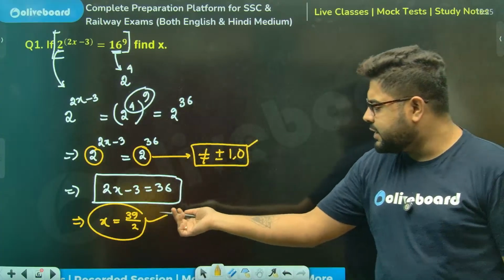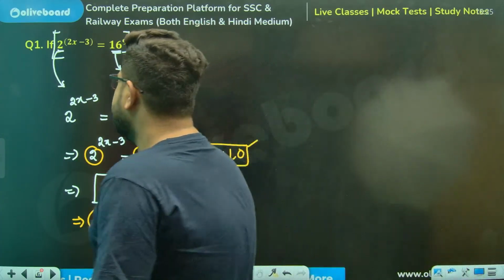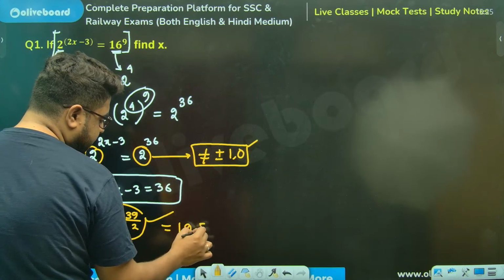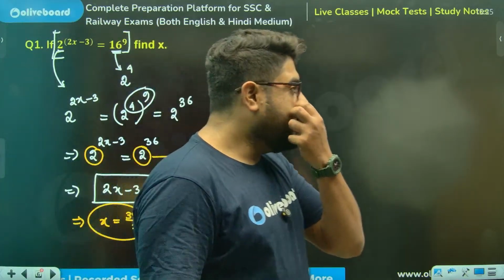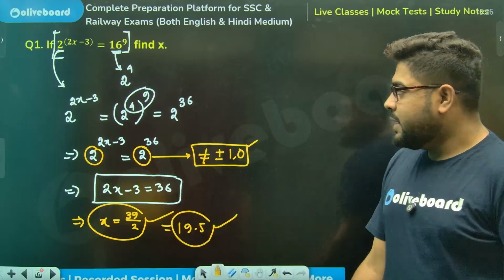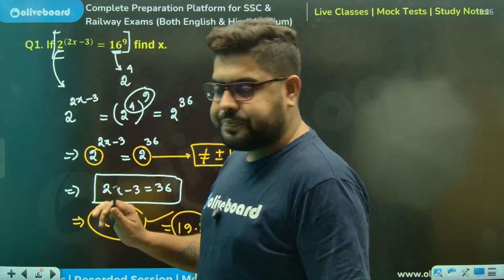If the option is like this, you keep it like this. If the option is saying it's something like that, you'll say 19.5. It depends on how the options are given. I don't really recall how the options were given. Perfect, everyone. But the approach will remain the same for every question of this type.